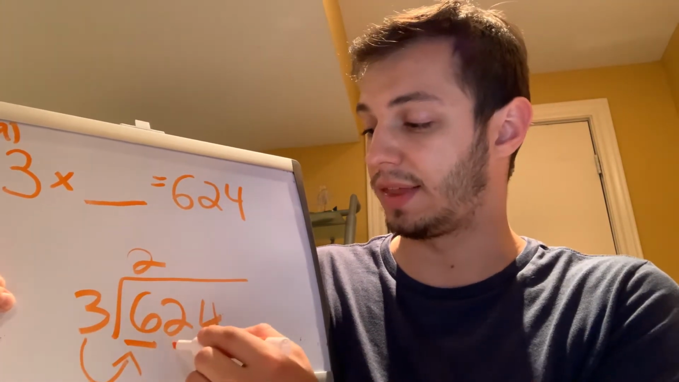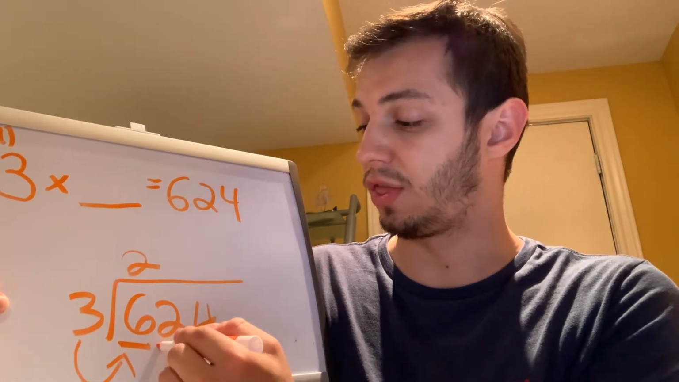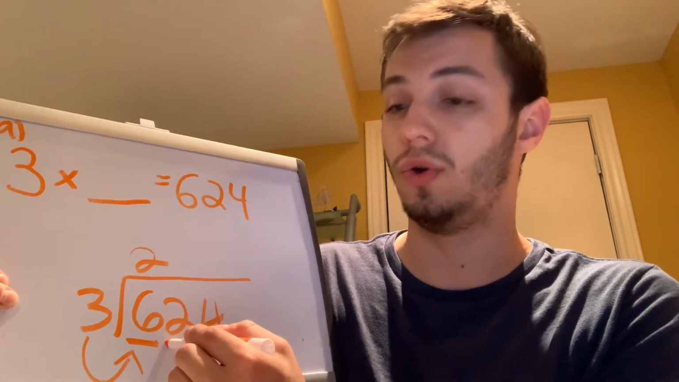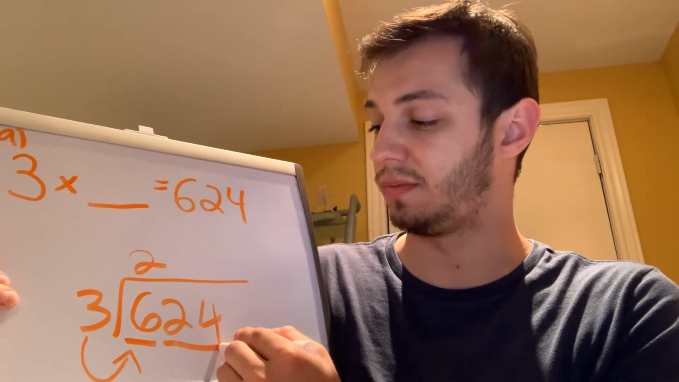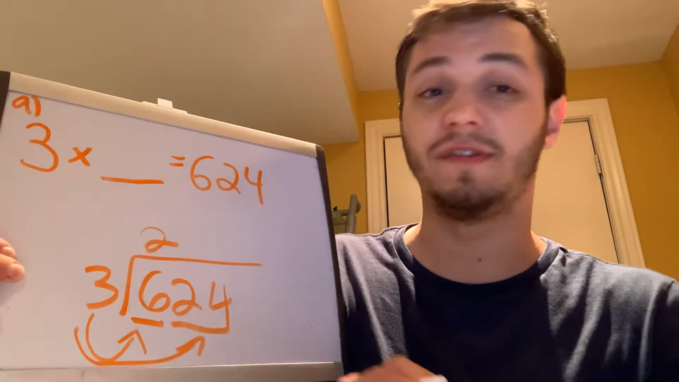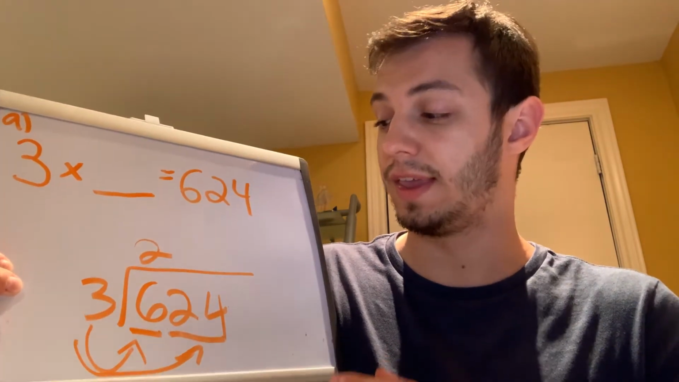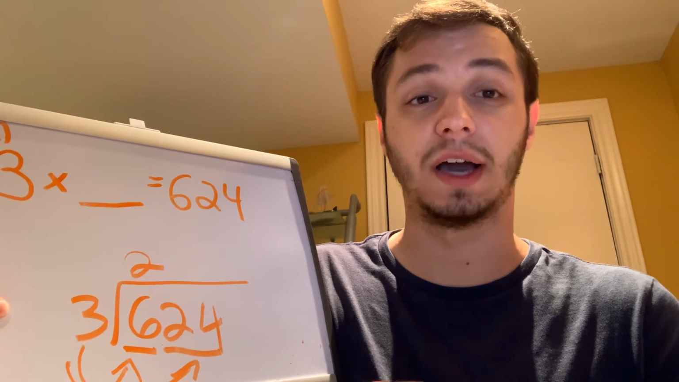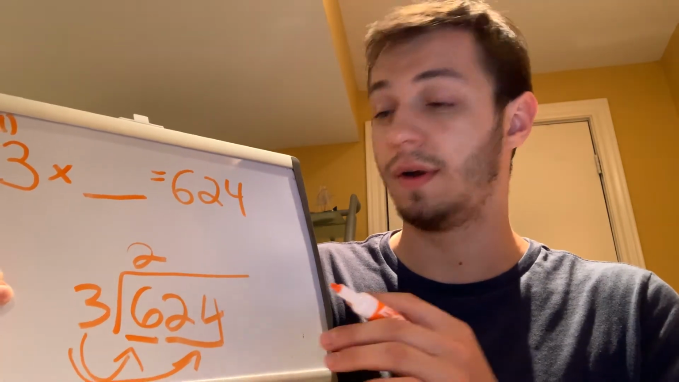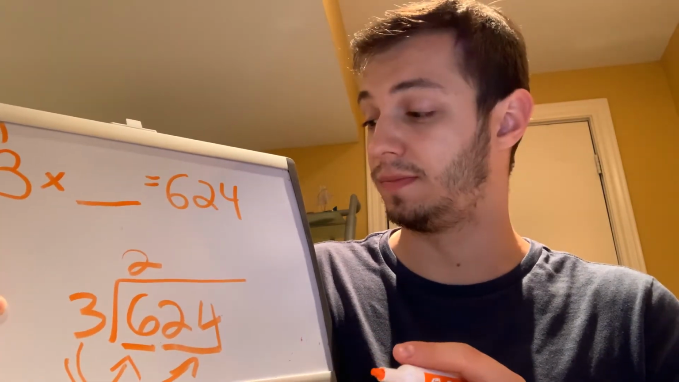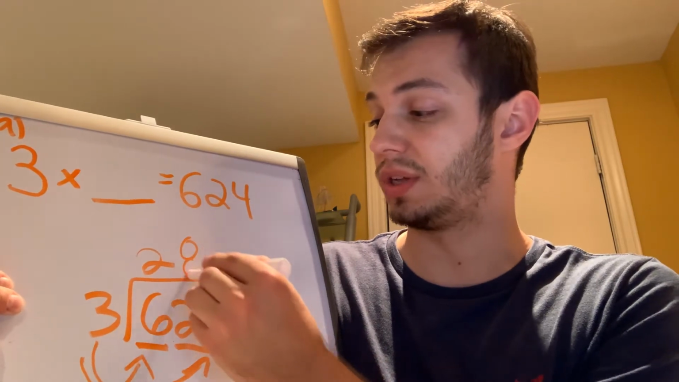Now I'm going to look at the next number, the 2. Can 3 divide into 2? No. So then I'm going to look at the next number as well. Can the 3 divide into 24? Yes, it can. How many times can it go into the 24? Right? 8 times. So I'm going to write the 8 just like that.